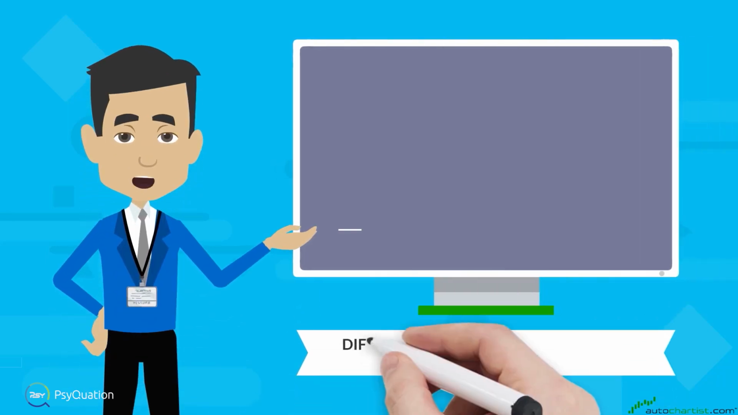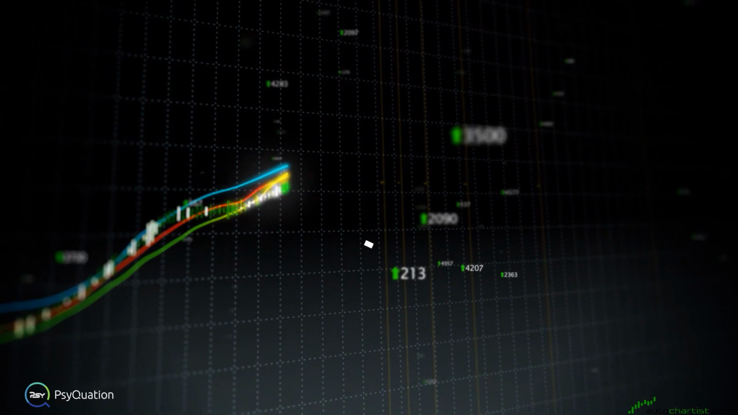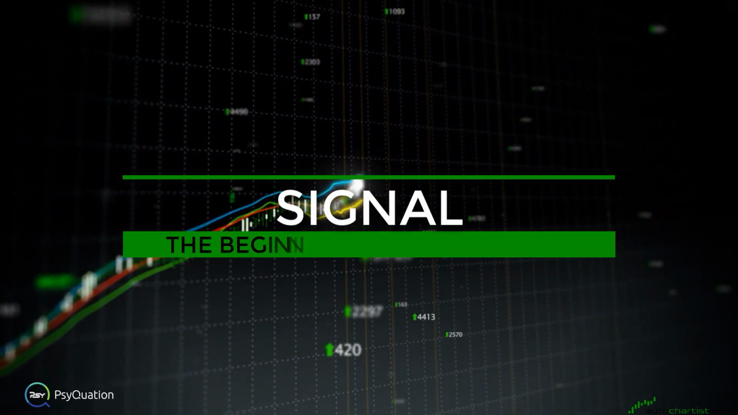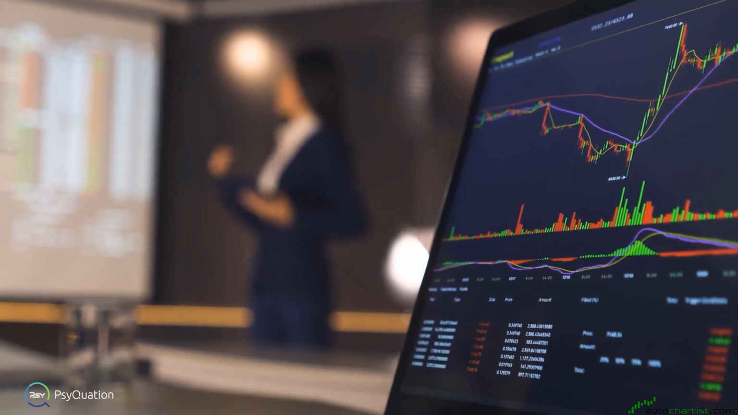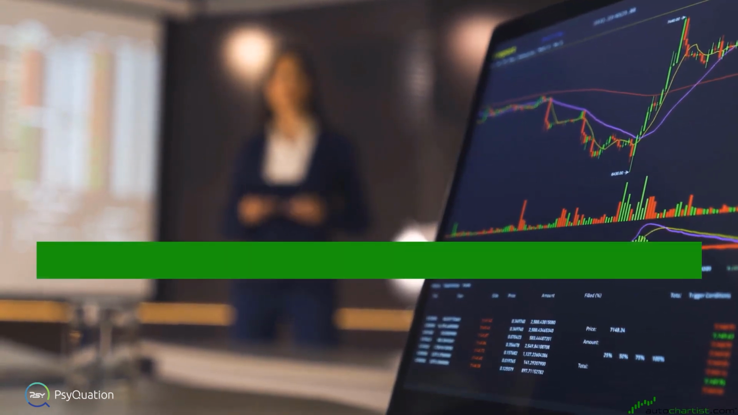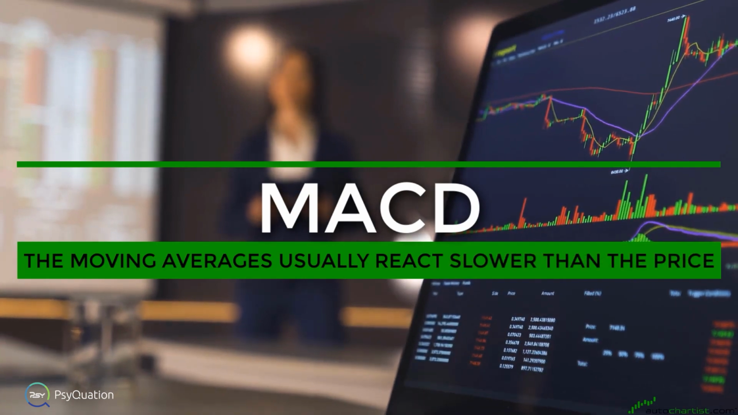For example, when the difference between the faster and slower moving average is 0, you can expect a crossover to take place which may possibly signal the beginning of a new trend. Even though many traders choose to use the MACD indicator, the negative aspect of the MACD is that the moving averages usually react slower than the price.